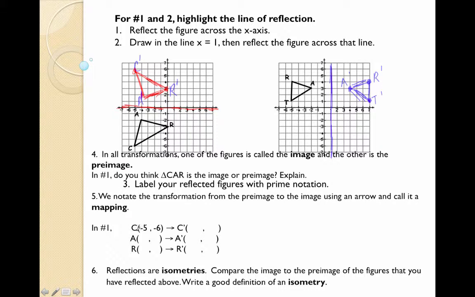So we started out with C, and C went to C prime. C was -5, -6. C prime is -5, +6. A was -4, -2. And if you're doing these in order, you just reviewed plotting points as well. A prime is -4, +2. R was 0, -3. R prime is 0, +3.